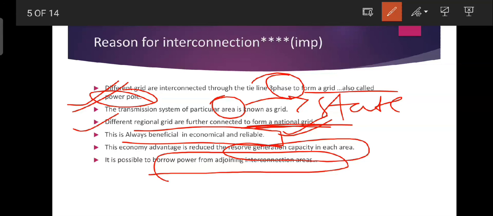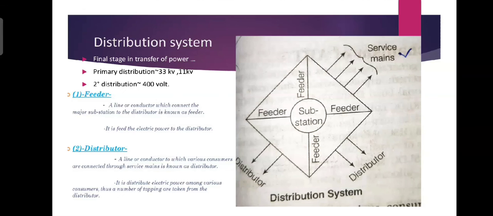Okay, so why do we use the interconnection system? For economical purposes and for reliability. Whenever a fault occurs on any side, we can borrow electricity from another side or another state. Okay, is it clear to you?